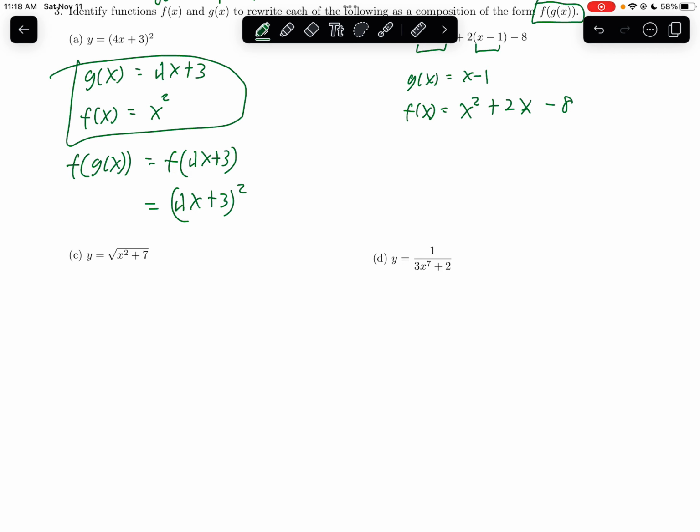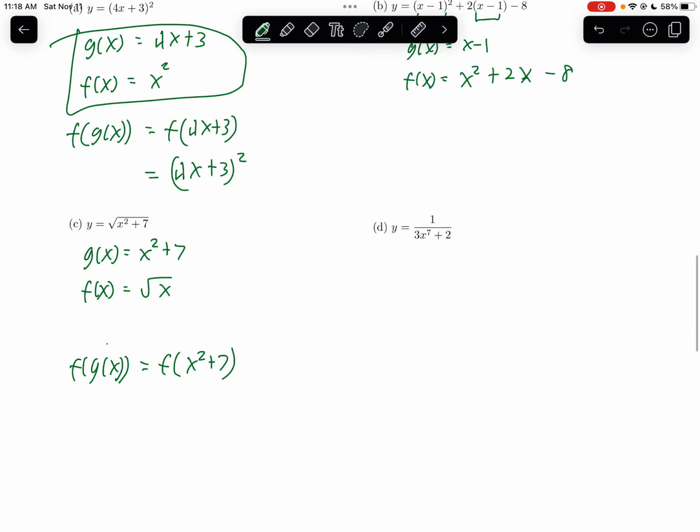Part C, again, there's kind of a natural choice to pick here. g could be x squared plus 7. And then what are you doing to that? You're taking the square root. So your outer function would just be the square root. And if you compose these, f of g of x, well, this is f of x squared plus 7, but f is a square root function. So this is the square root of x squared plus 7. And that would be your decomposition.